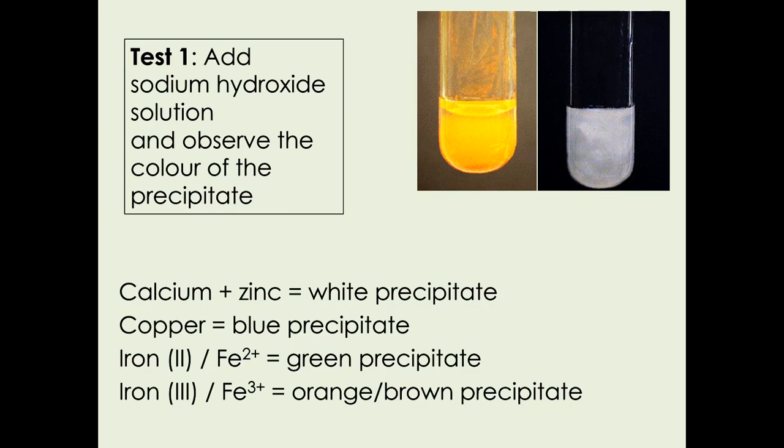If you get a white precipitate, you can narrow it down to either calcium or zinc. Unfortunately, we can't determine between the two from this test because they both give a white precipitate. If you have a blue precipitate, then that means you've got a copper solution.